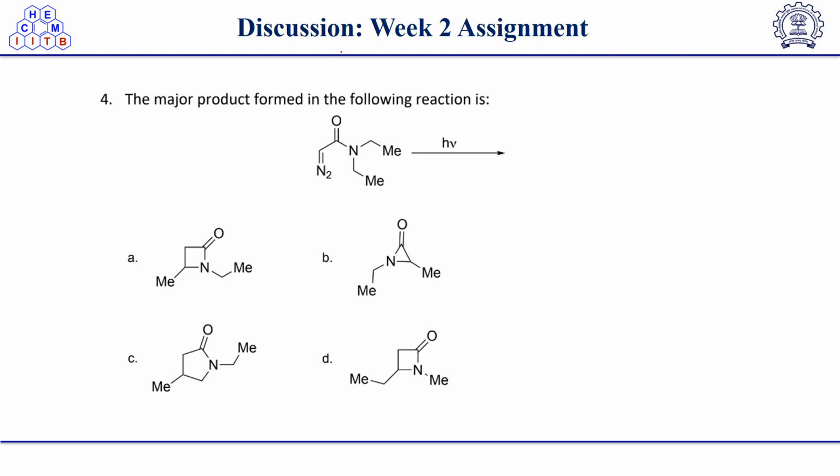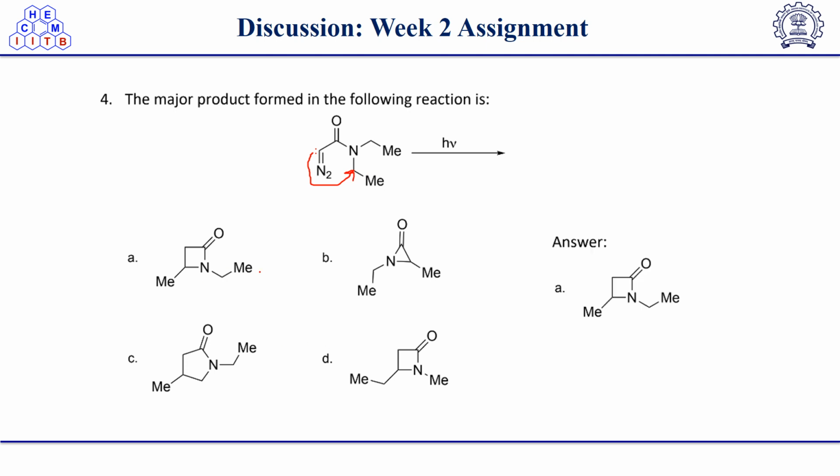So here, under photochemical condition, from this diazo compound, the stable nitrogen molecule will be eliminated, and a carbene will form, and that carbene can attack this position. So it will be 1, 2, 3, 4. It will result in the formation of a beta lactam ring. So the correct answer is option A.